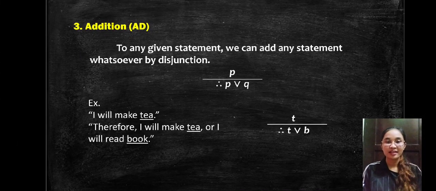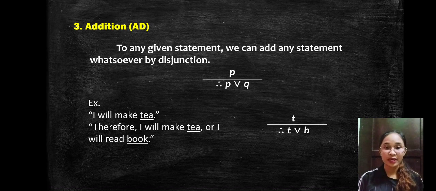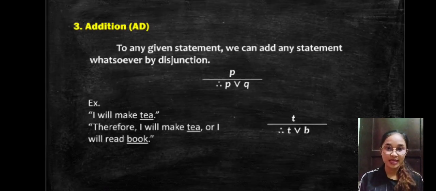Okay, number 3, addition. It is normally shortened as AD. To any given statement, we can add any statement whatsoever by disjunction. So, if I have P, therefore, I have P or Q. So here, magdadagdag lang tayo ng another proposition for its conclusion. Like for example, I will make tea. Therefore, I will make tea or I will read book. So magiging T over, therefore, T or B.